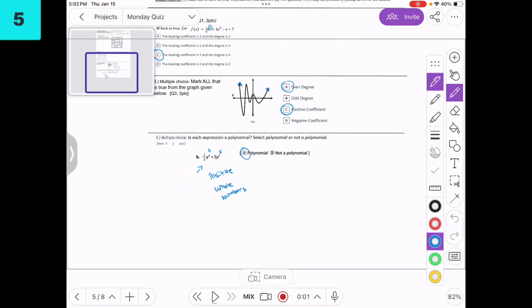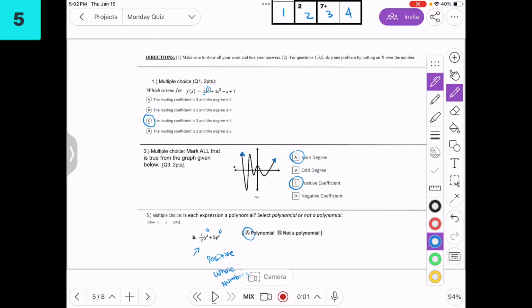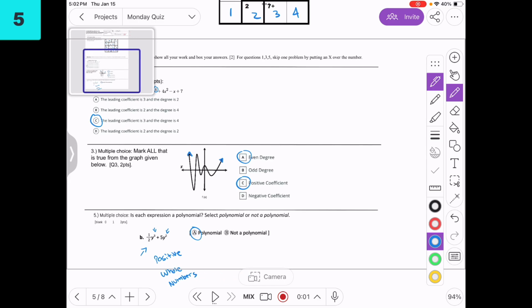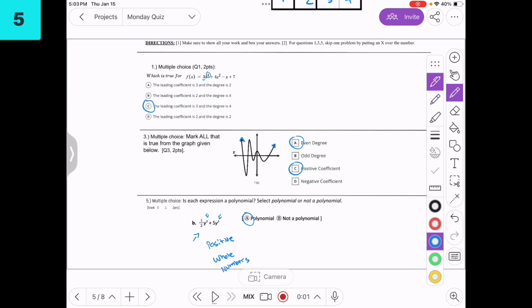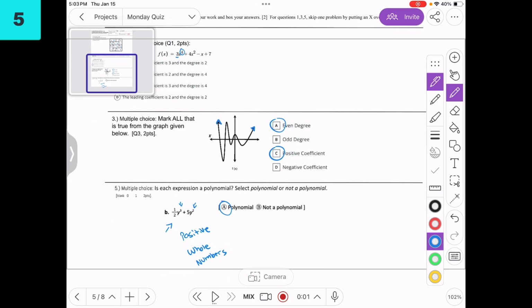Alright, one thing I want to point out is that the directions say to only select 2 out of the 3. So you have to select 2 out of the 3 and skip one of them. So that was very important. I had to subtract 1 point from several students because they tried to attempt all 3 problems.